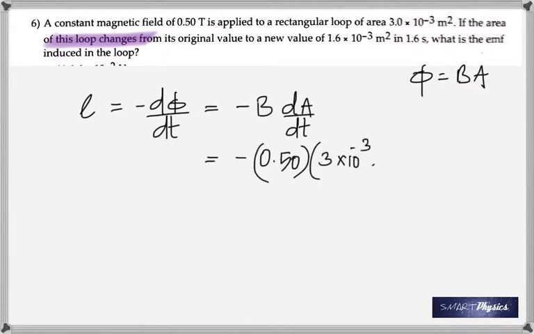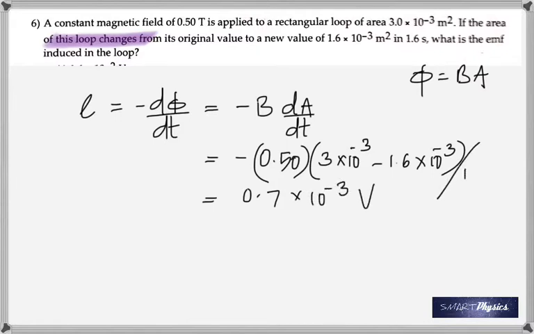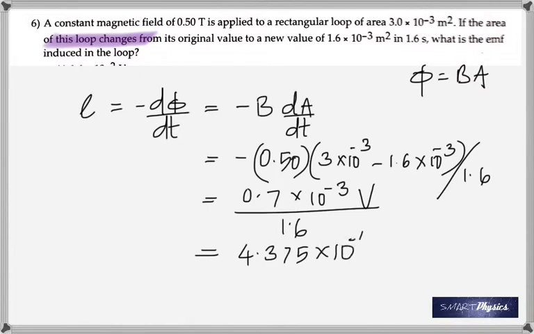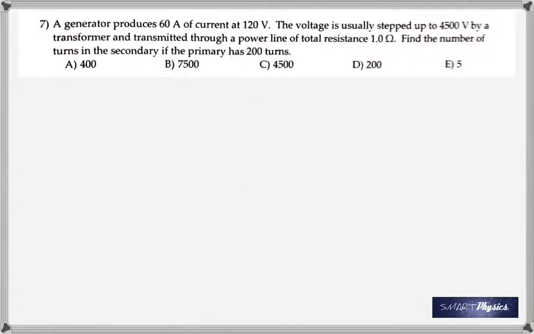Now, the change in the area is given, isn't it? The change in the area is given because you have the final and the initial values. The difference gives you the change in the area, and 0.7 times, and I forgot to divide by the time, so 1.6 seconds. When you divide that, you get 4.375 times 10 to the negative 4 volt. Is the answer. Number 7, a generator produces 60 amperes of current at 120 volt.